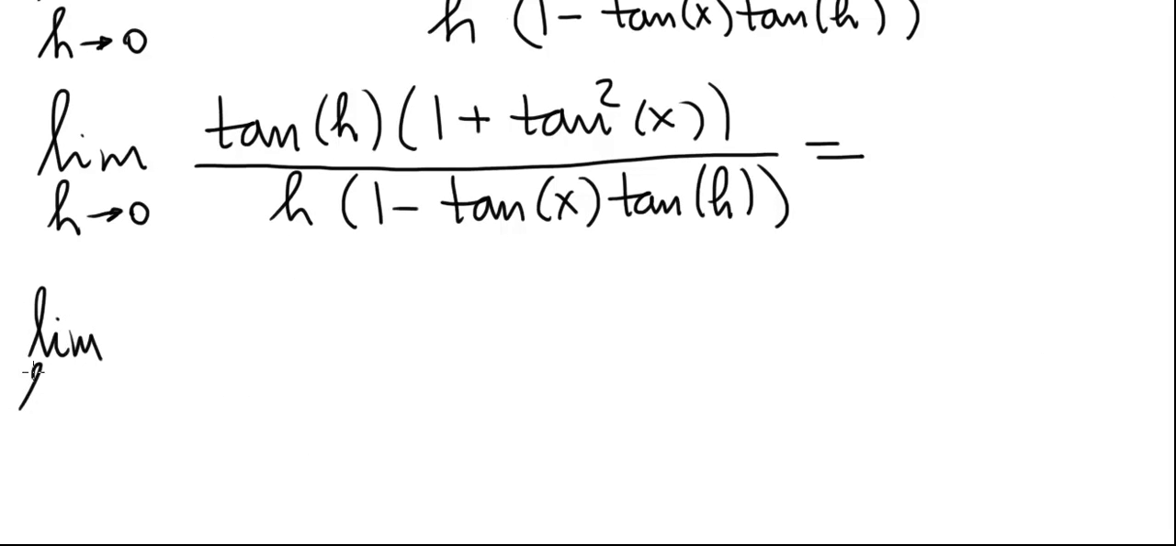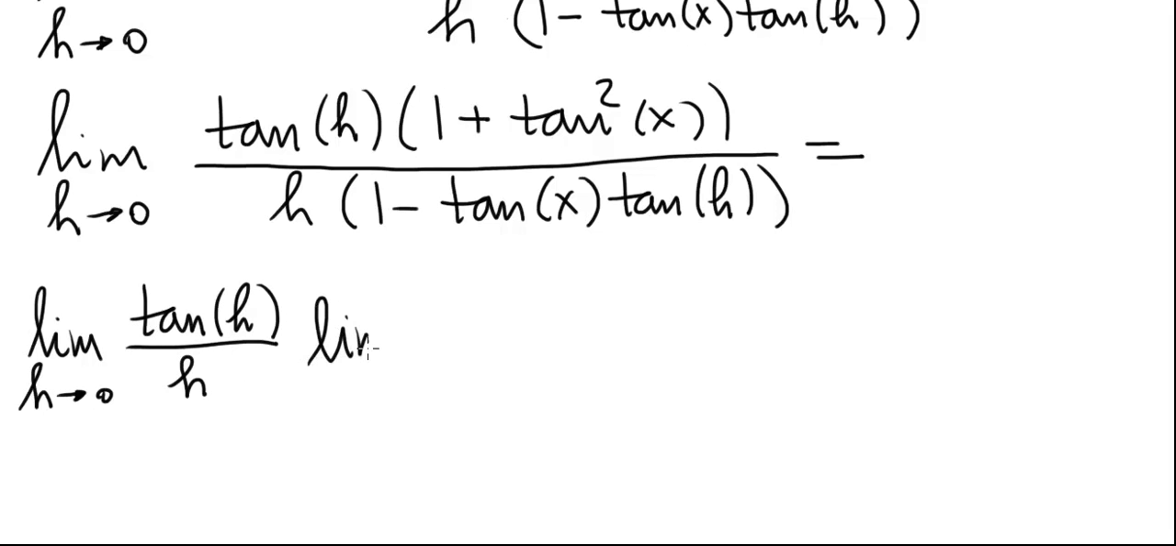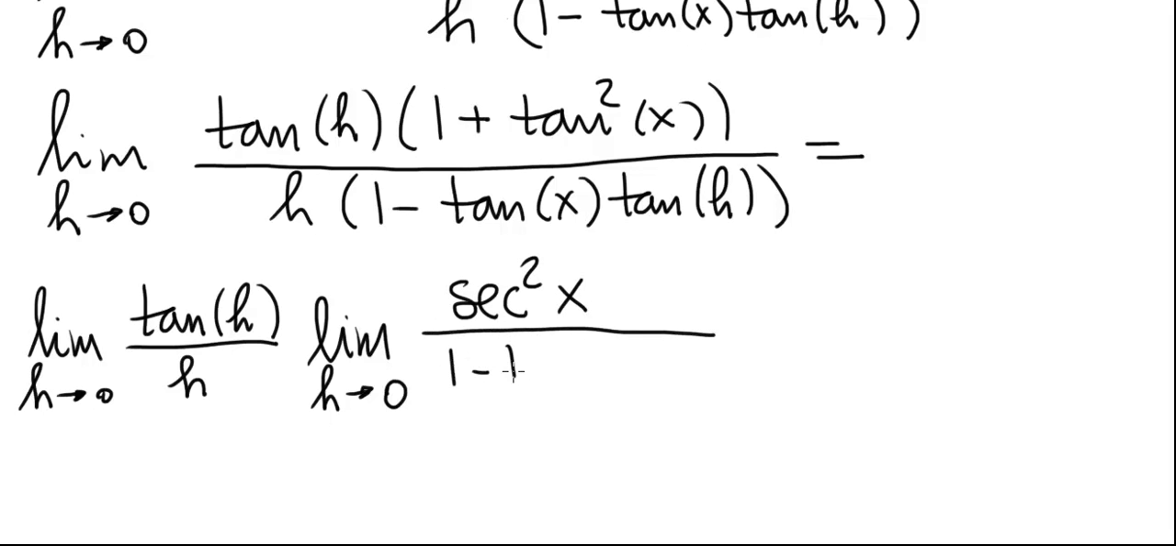is the limit as h goes to 0 of tangent of h divided by h. And we know that's our second result. This limit is 1. And the second limit is the limit as h goes to 0 of 1 plus tangent squared x, which we can now write as secant squared x divided by 1 minus tangent of x times tangent of h.